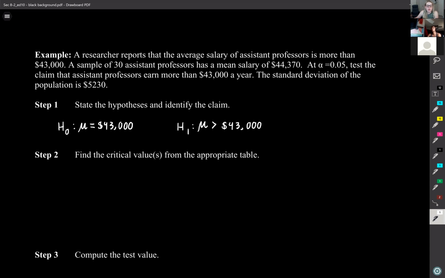Okay, cool. So now we've got these two hypotheses down, and then we want to identify which one our claim is. So our researcher is claiming that assistant professors earn more than 43,000. So this one right here is going to be our claim. Okay, before I go on to step 2, any questions on step 1? I don't want anyone to get left behind here.